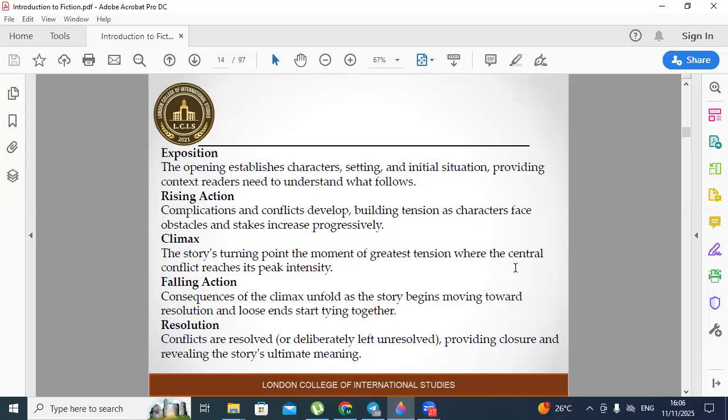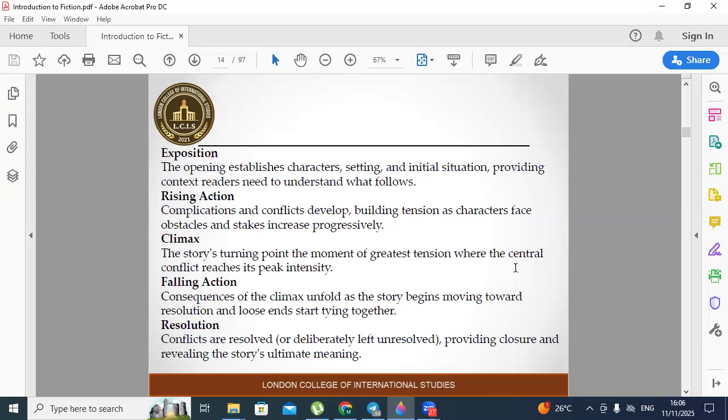Falling action: consequences of the climax unfold as the story begins moving towards resolution. Loose ends start tying together. Characters deal with climax results. In Hamlet, the falling action includes the final duel and the multiple deaths following Hamlet's decisive action.